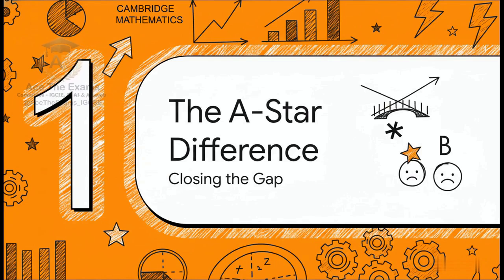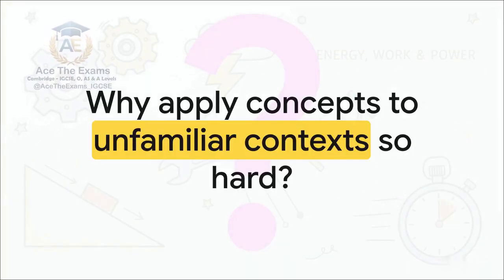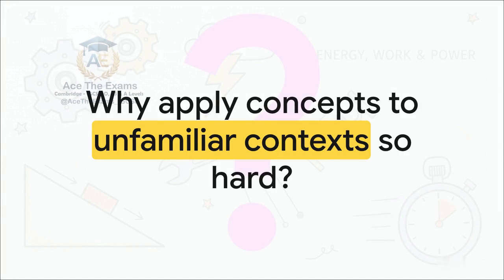We really need to address the high stakes here, specifically the massive performance gap between settling for a B and achieving that elite A-star in Cambridge math. So consider this pivotal question. Why do incredibly smart, capable students find applying these energy concepts to unfamiliar contexts so incredibly hard? It's like a system crash.